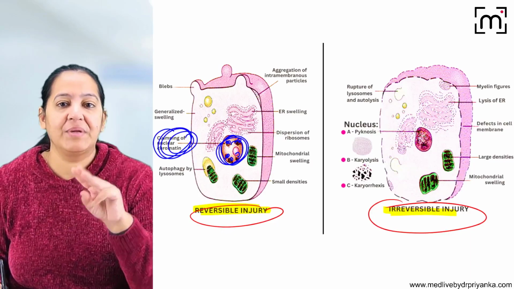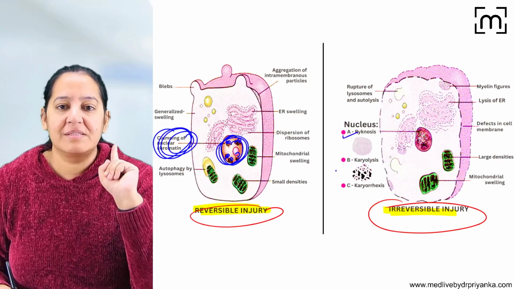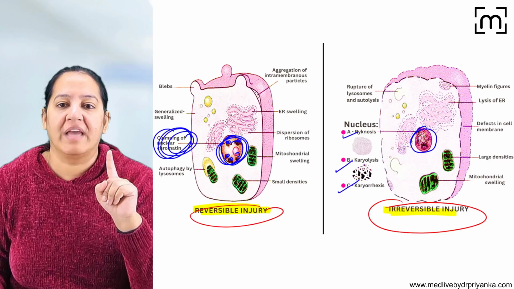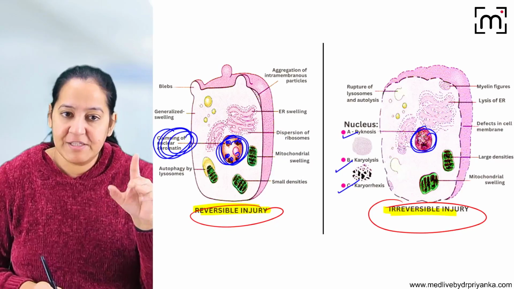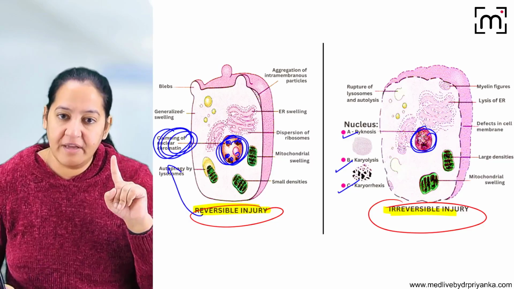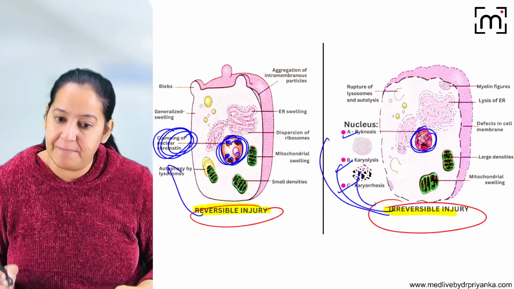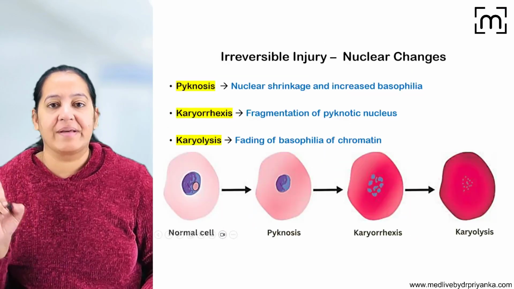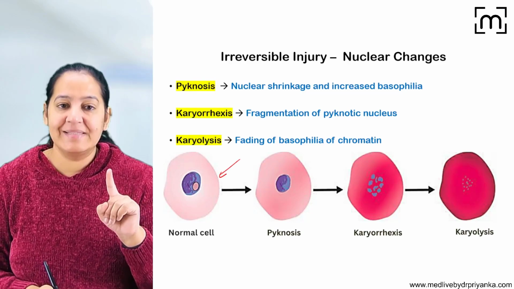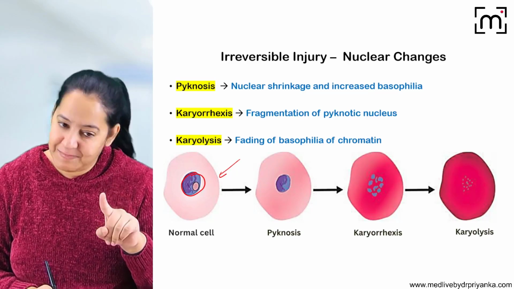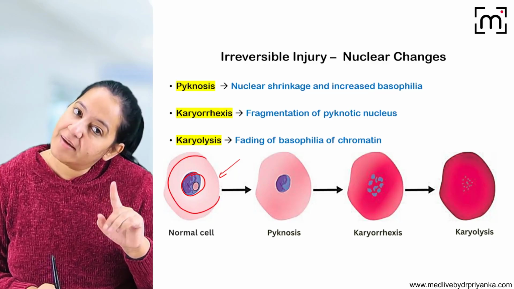What about irreversible cell injury? Here 3 things happen: pyknosis, karyorrhexis, karyolysis. It is not one thing. 3 things happen one by one. Here only one thing, clumping, is there. In reversible cell injury, only clumping is there. But in irreversible cell injury, 3 things happen one by one. That is pyknosis, karyorrhexis, karyolysis. So what do you mean by that? See the normal cell. In the normal cell, the nucleus is blue in color, that is basophilic. And the cytoplasm is pink in color, that is eosinophilic.